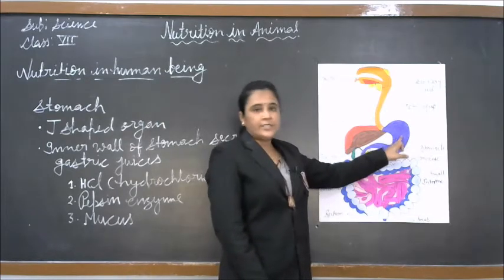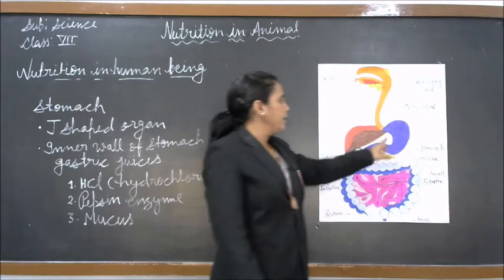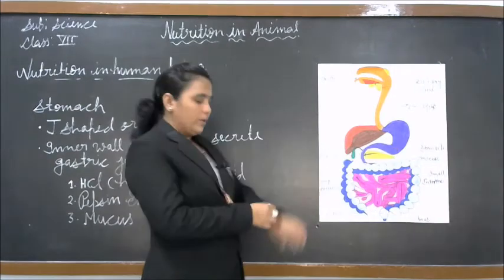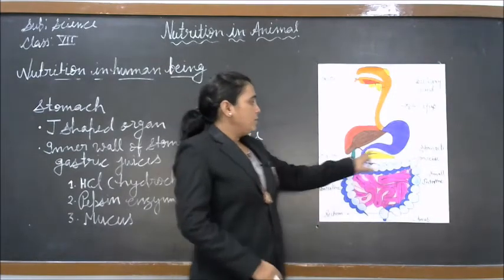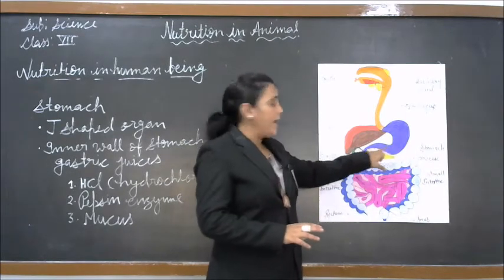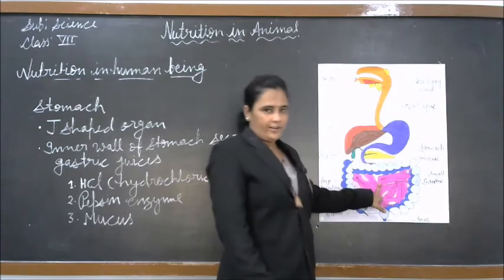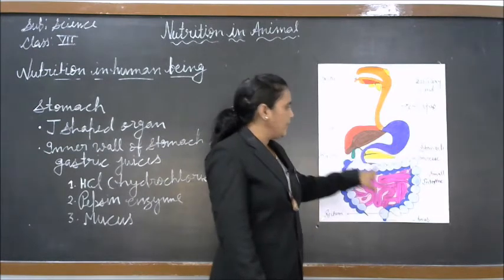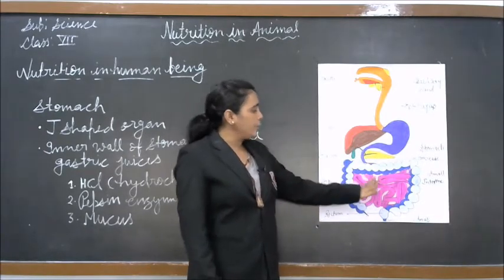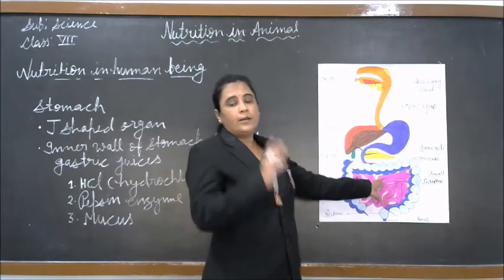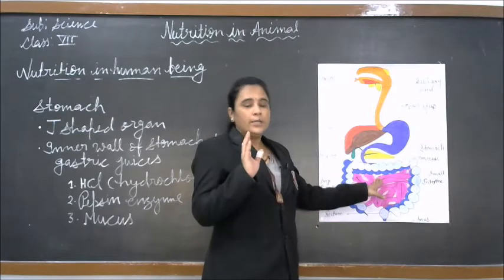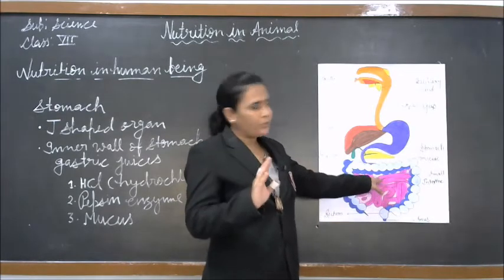Now the partially digested food enters the small intestine from the stomach. Students, the small intestine is a 6.5 meter long, narrow tube.